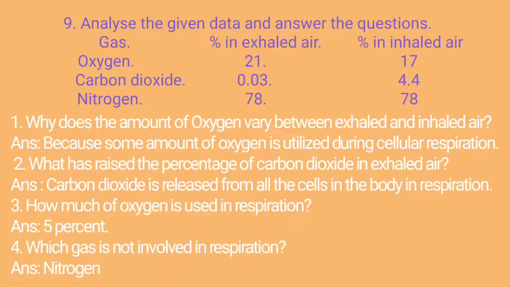Why does the amount of oxygen vary between exhaled and inhaled air? Answer: Because some amount of oxygen is utilized during cellular respiration. What has raised the percentage of carbon dioxide in exhaled air? Answer: Carbon dioxide is released from all the cells in the body in respiration.